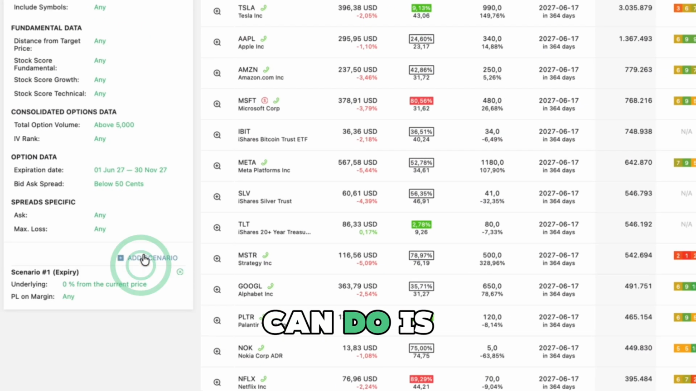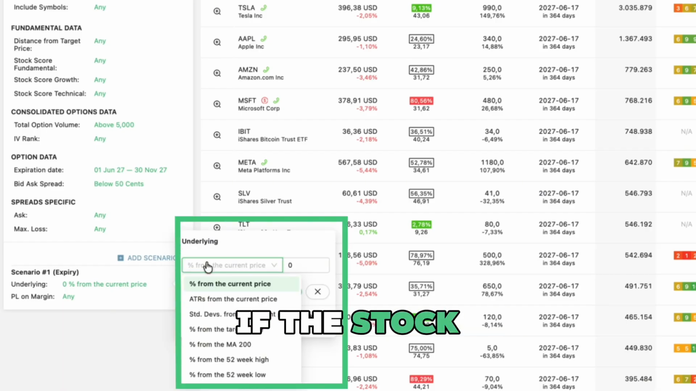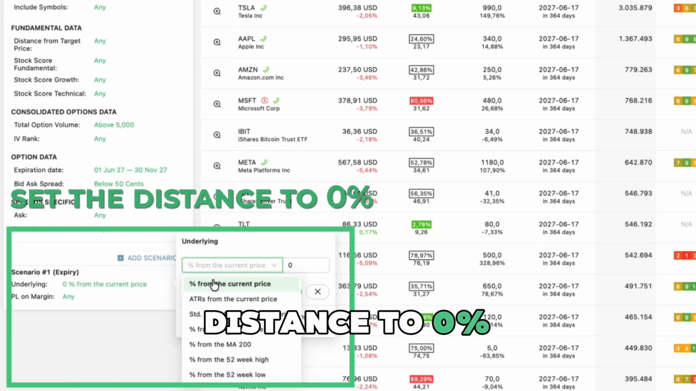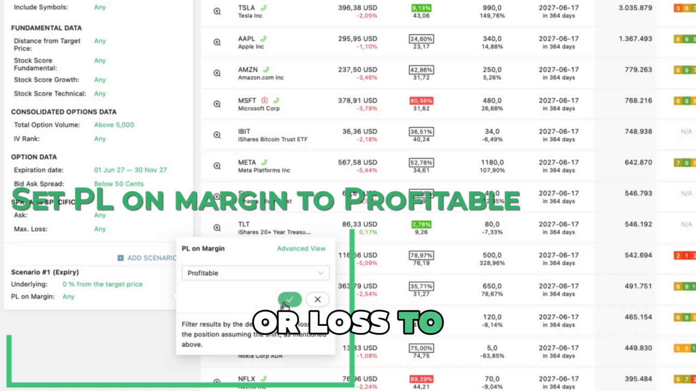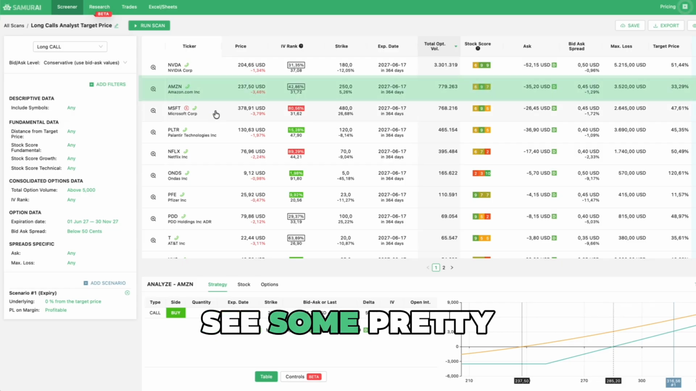Another thing you can do is to click the Add Scenario button. This lets you filter for trades that make money if the stock hits its average analyst target price. So set the distance to 0% from the target price, and set PL on margin, that's your profit or loss, to profitable. Hit Run Scan, and boom, there's your list. I can already see some pretty cool candidates here.